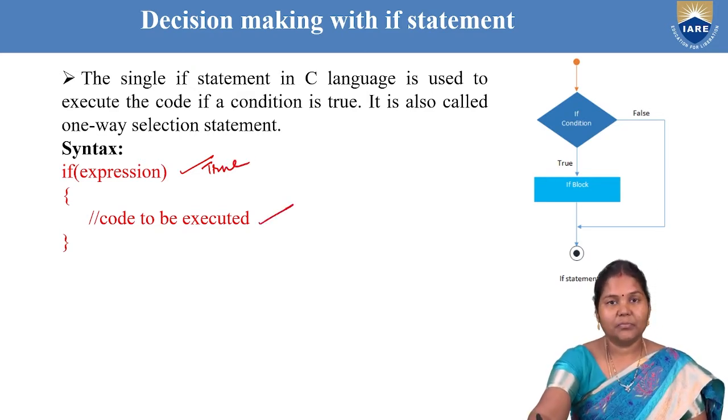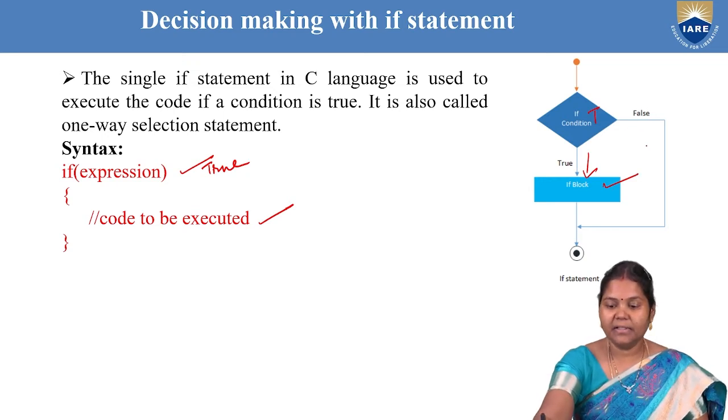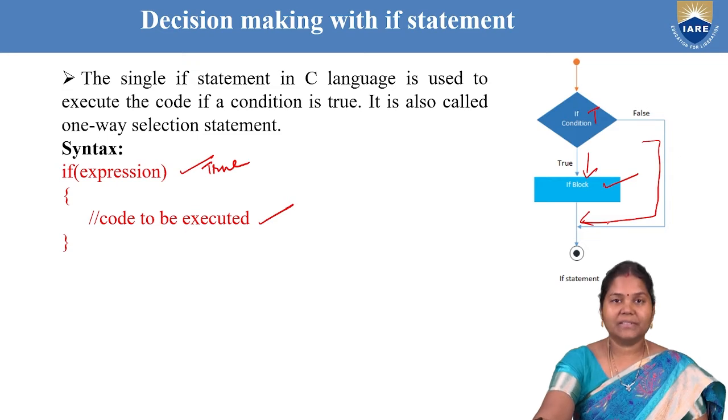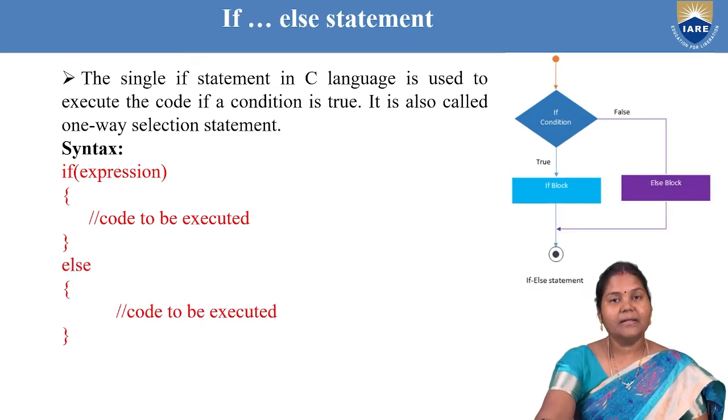You can see the flowchart also. So, if this condition is true, then the statements in that if block will be executed. Then if it is false, then it will come out and continue the programming which is written below. Now, the next one is called if else statement.